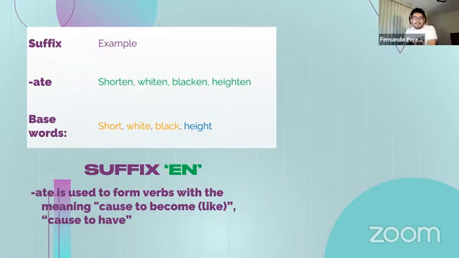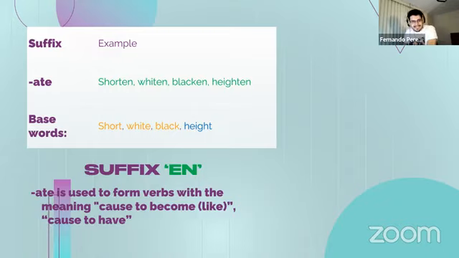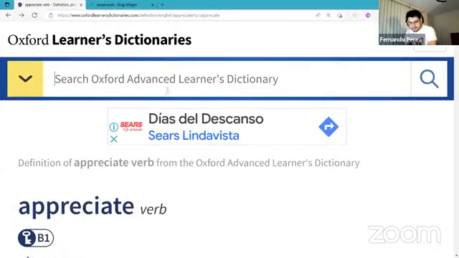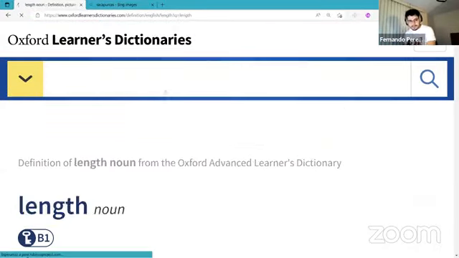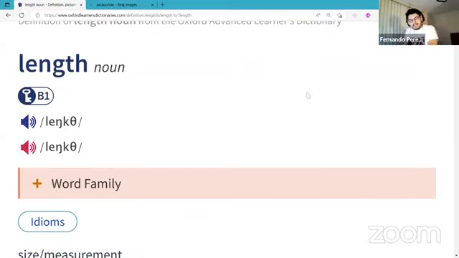The descriptions for size are big and small. The descriptions for length are long and short. Length. Length, like this. This is the measurement. Measurement.